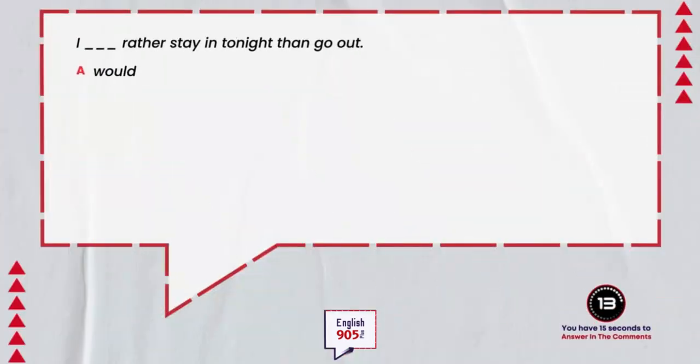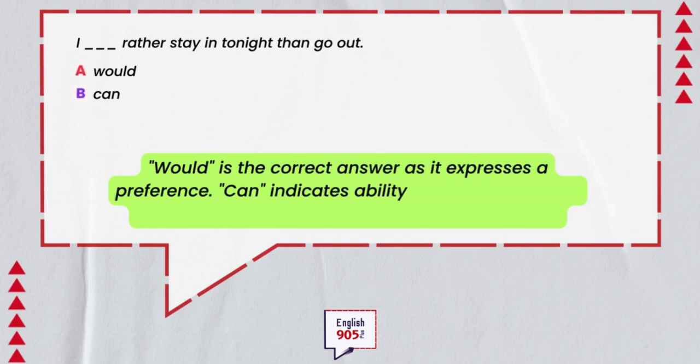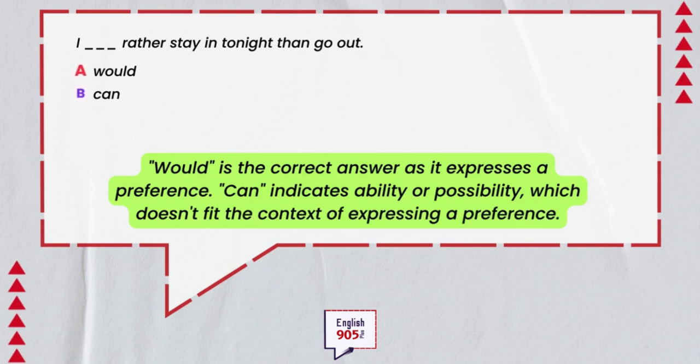A. I would rather stay in tonight than go out. B. I can rather stay in tonight than go out. Which one is correct? Answer in the comments below. Would is the correct answer as it expresses a preference. Can indicates ability or possibility, which doesn't fit the context of expressing a preference.